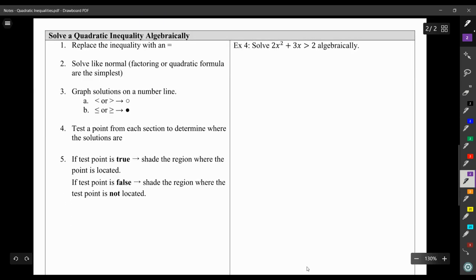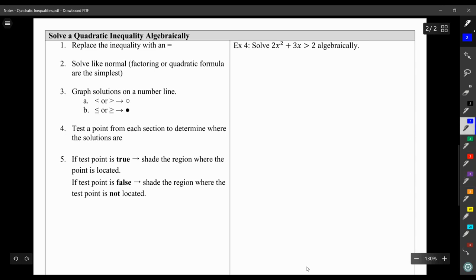Let's look at solving these algebraically. So for examples 4, 5, and 6, we have single variable quadratic inequalities because we're actually going to algebraically figure out what value of x will make this inequality true. The process is the same as linear inequalities back in algebra 1, except for the fact that you're solving a quadratic versus solving a line.